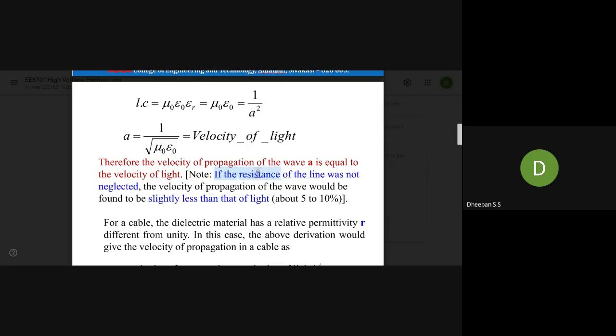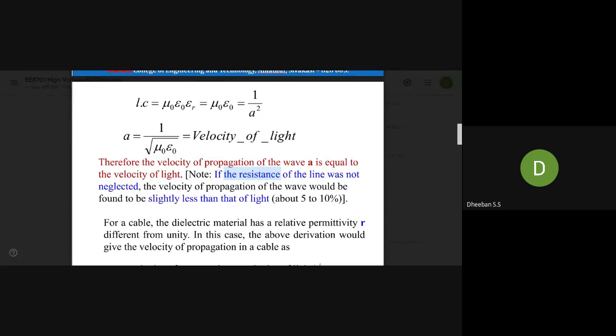The condition they are giving is, if the resistance of the line was not neglected, that means you have to include the resistance of the line, the velocity of propagation of the wave would be found to be slightly less than that of light. If you take the resistance into consideration, it won't be as fast as light; it will be less than that of light.